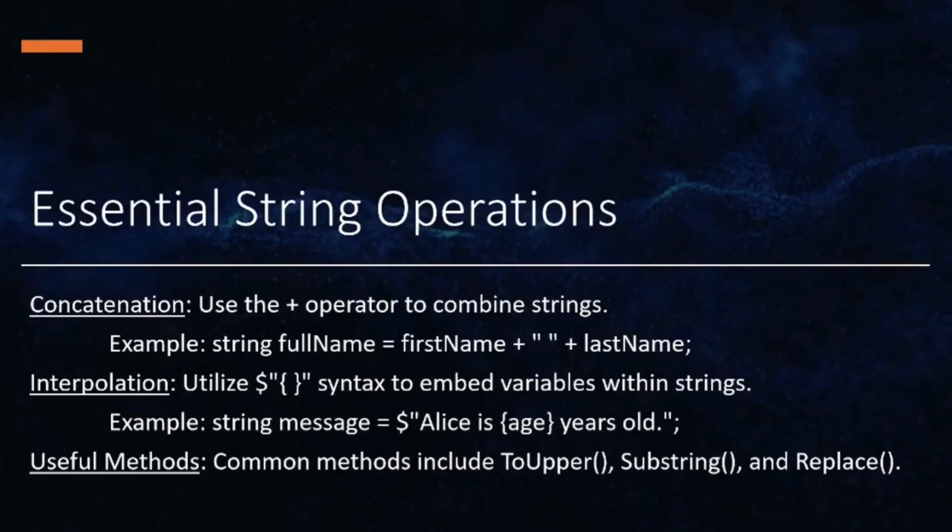Now, let's explore some of the essential operations you'll frequently use with strings in C sharp. These include ways to combine, manipulate, and modify text effectively. First, let's talk about concatenation. Concatenation is simply joining two or more strings together. The simple way to do this in C sharp is by using the plus operator.